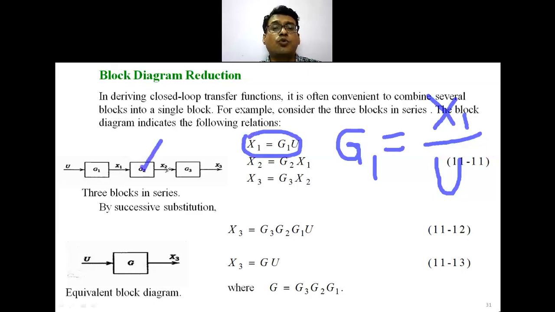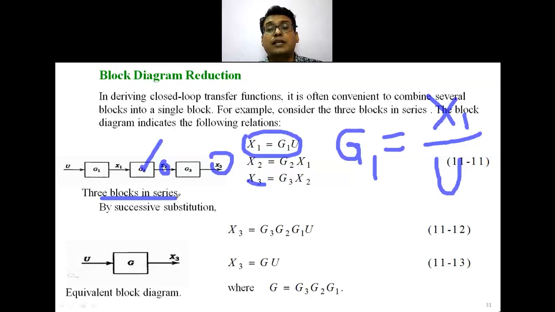Similarly for G2 also I can write G2 into X1 which is equal to X2. For G3 I can write X3, that is the output upon the input. So X3 I can write as G3 into X2. So this is a simple system with three blocks provided in a series.